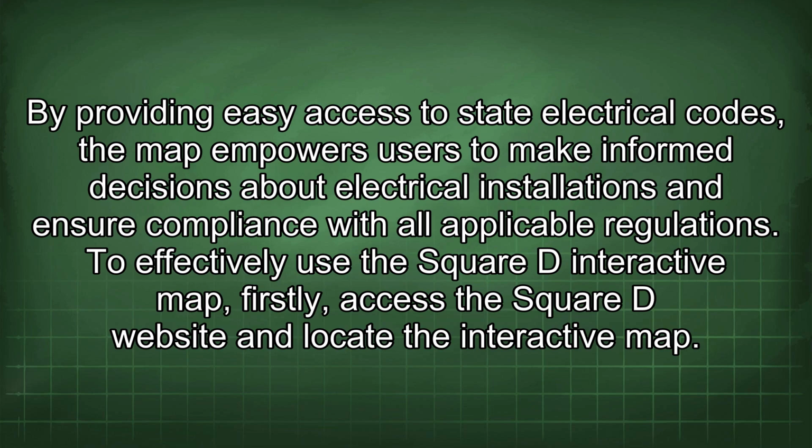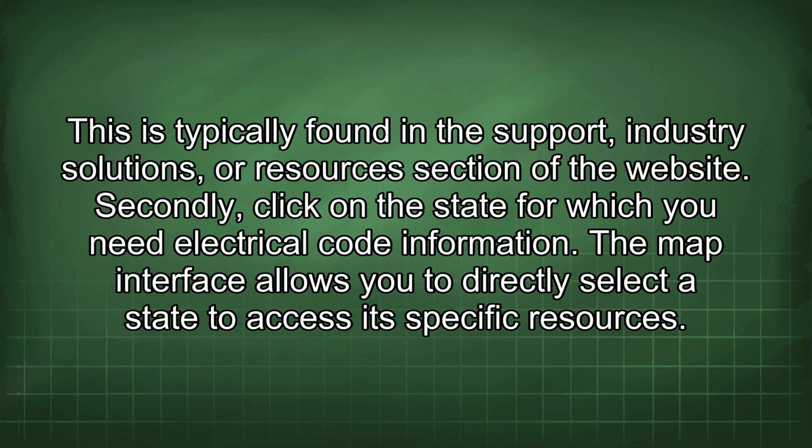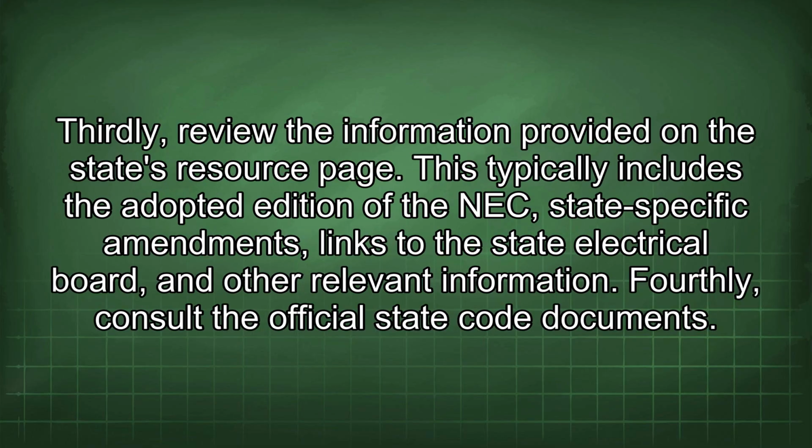interactive map. This is typically found in the Support, Industry Solutions, or Resources section of the website. Secondly, click on the state for which you need electrical code information. The map interface allows you to directly select a state to access its specific resources. Thirdly, review the information provided on the state's resource page.